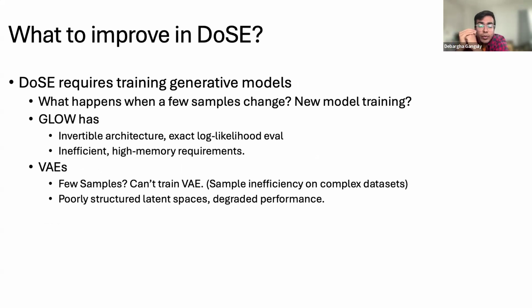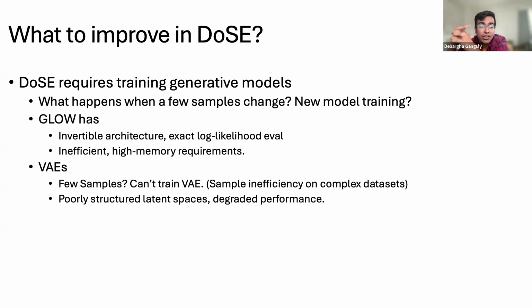The issue with this though is that you're constrained to using generative models. So let's say you're doing a nightly model release. If you have a new data set that's changing pretty quickly, what happens when a few samples change? You will have to train a new generative model. Glow models have invertible architecture, so they're not very efficient. They have high memory requirements because they actually do exact log likelihood evaluations.